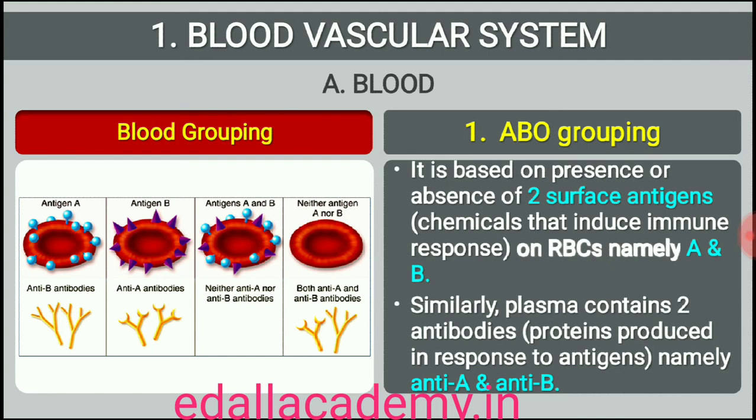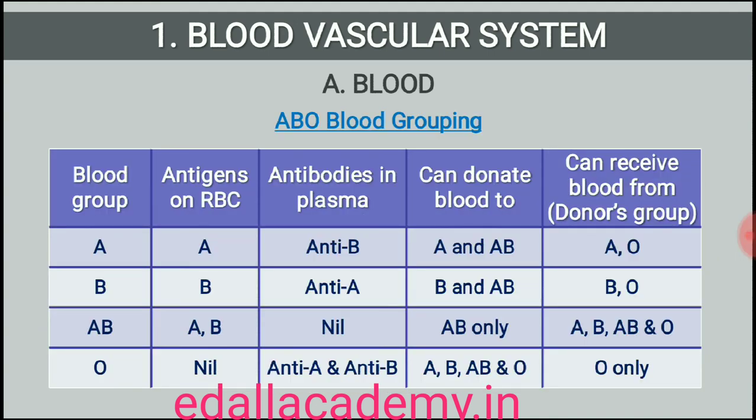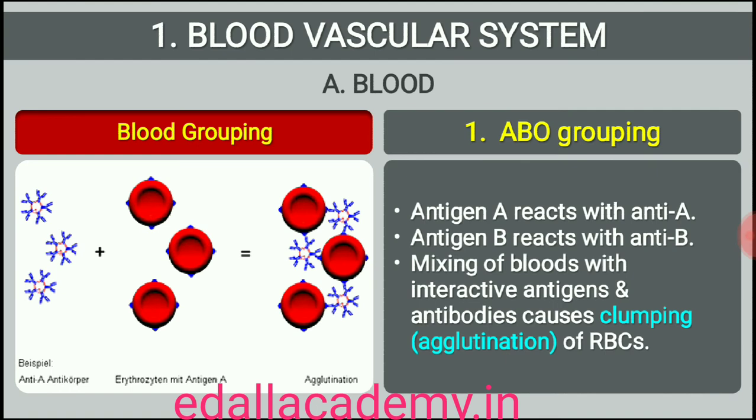Similarly, the plasma of different individuals contains two natural antibodies, proteins produced in response to antigens. The distribution of antigens and antibodies in the four groups of blood, A, B, AB and O. You probably know that during blood transfusion, any blood cannot be used. The blood of a donor has to be carefully matched with the blood of a recipient before any blood transfusion to avoid severe problems of clumping, destruction of RBC.